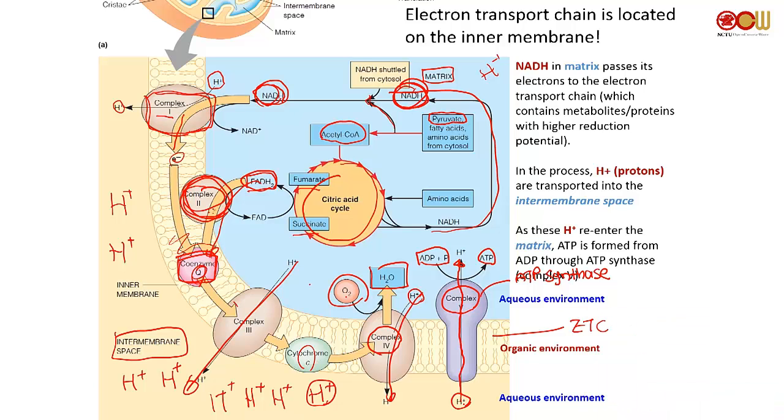Now, please remember that you have 3 layers. You have an aqueous environment in the matrix. You have an organic environment in the membrane, the inner membrane. And then you have another aqueous environment in the intermembrane space. There are a lot of key terms that you need to be able to differentiate. Inner membrane and intermembrane space are different things, just so you know.